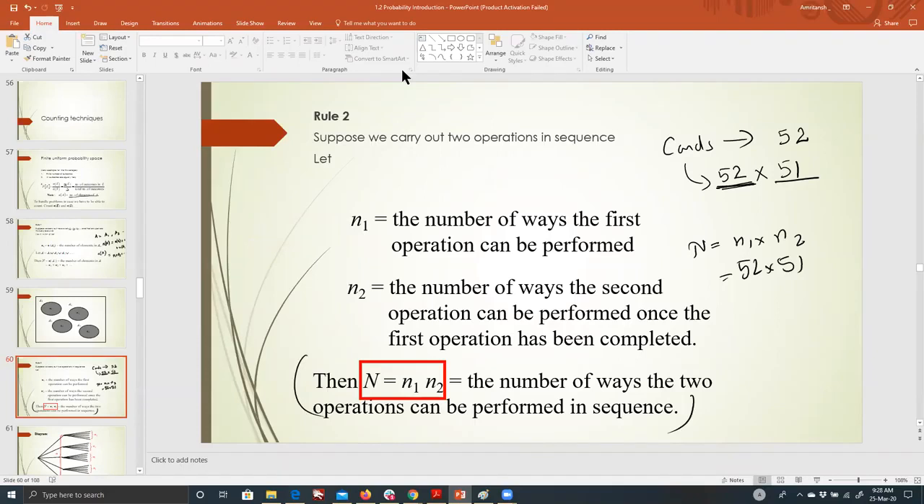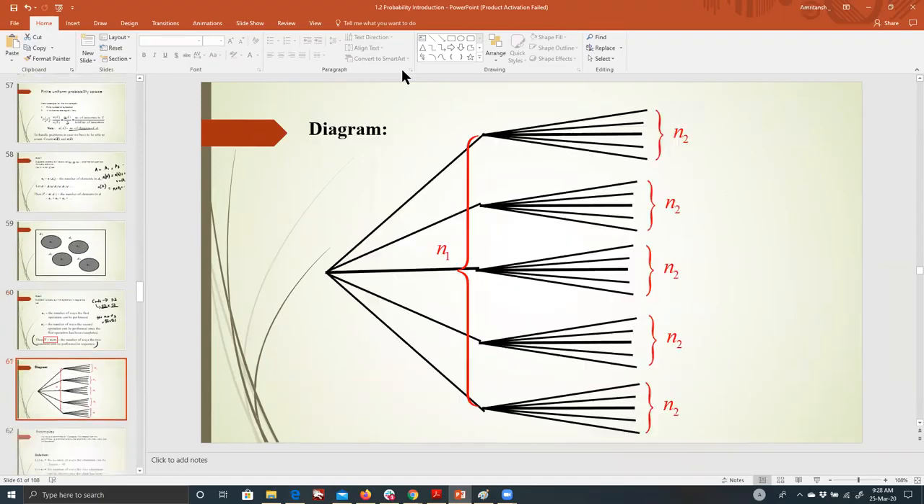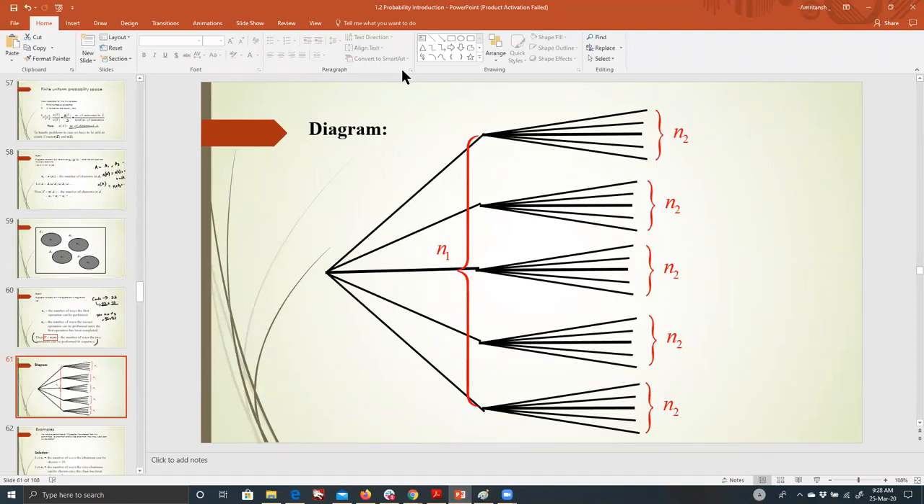So the number of ways that two operations can be performed in sequence is n equals n1 times n2, given they happen in one by one sequence only. And you can think of them like a tree structure. First n1 will happen, 5 choices in n1, and let's say n2 is also 5 choices. So it basically becomes 5 times 5, 25.